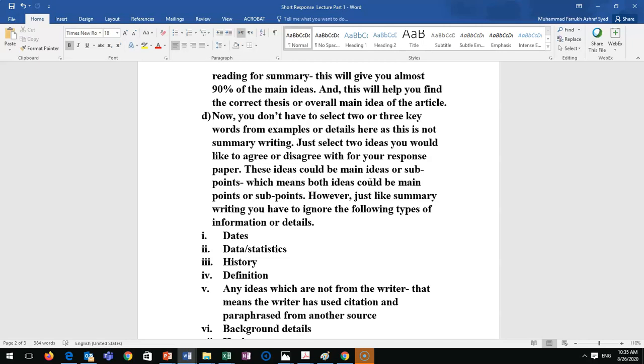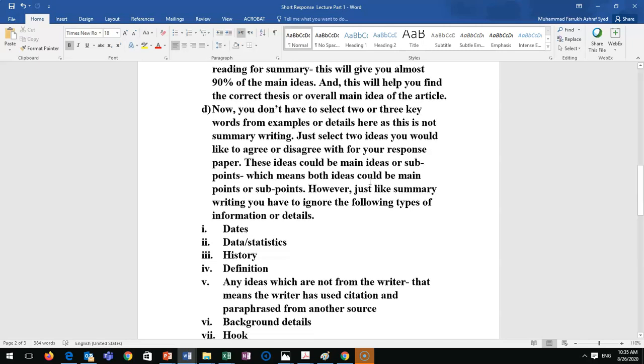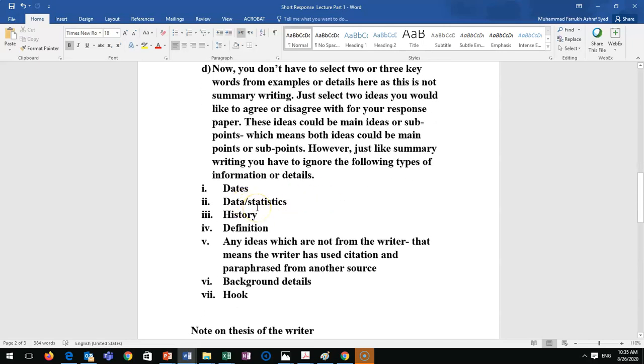Those 2 ideas could be 2 main ideas of the writer. That could be 1 main idea, 1 sub point. It could be 2 sub points. Any 2 ideas with which we can agree or disagree. However, remember the 7 things. Remember my list, things to ignore in summary writing. You have to ignore those same 7 things in response as well.